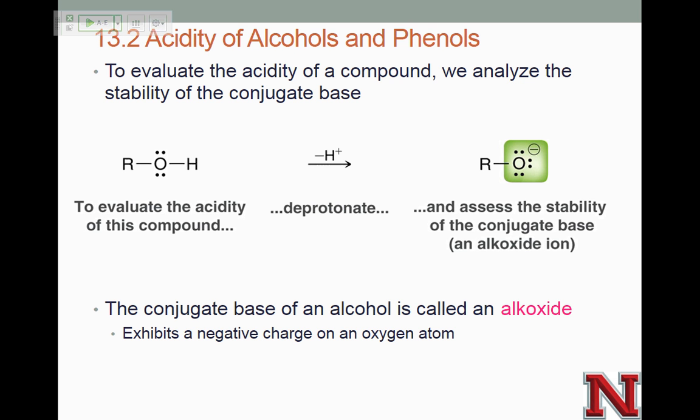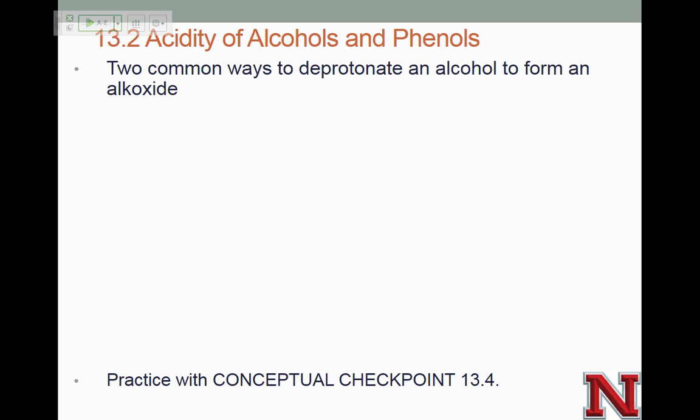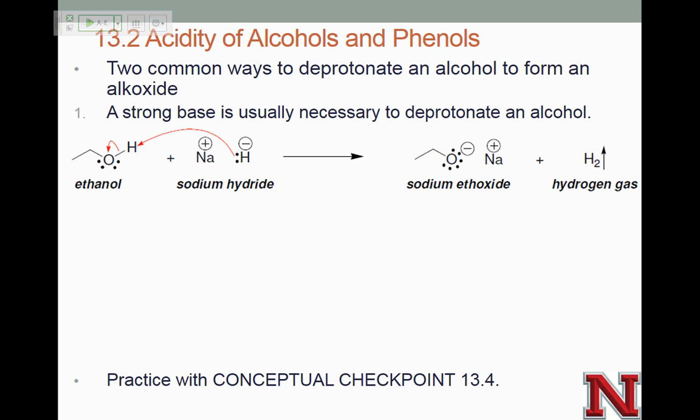Not all bases work. For instance, we know our double bond is a weak base. It's not a strong enough base to deprotonate an alcohol. This is not stable enough. So we need a strong enough base to deprotonate our alcohol. So a common way to deprotonate an alcohol, a very useful way to get a very clean ethoxide, or alkoxide, in this case it's ethyl, is sodium hydride.